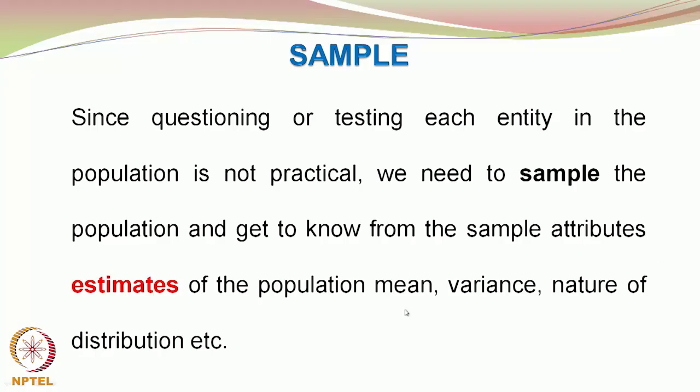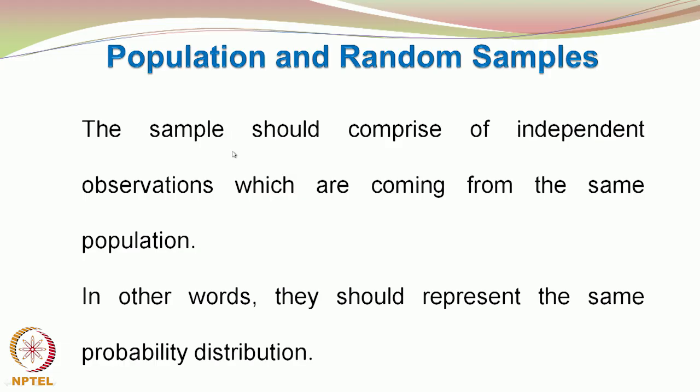Okay, obviously if you want to understand the population, you cannot go to each and every entity of the population and collect data from that entity. It is practically not possible. So we need to have samples taken from the population. And in order to get a reliable estimate on the population, the sample should be done carefully. So once you get the sample, you can estimate the population mean, variance, what kind of distribution it may be having, and so on. So how should we sample?